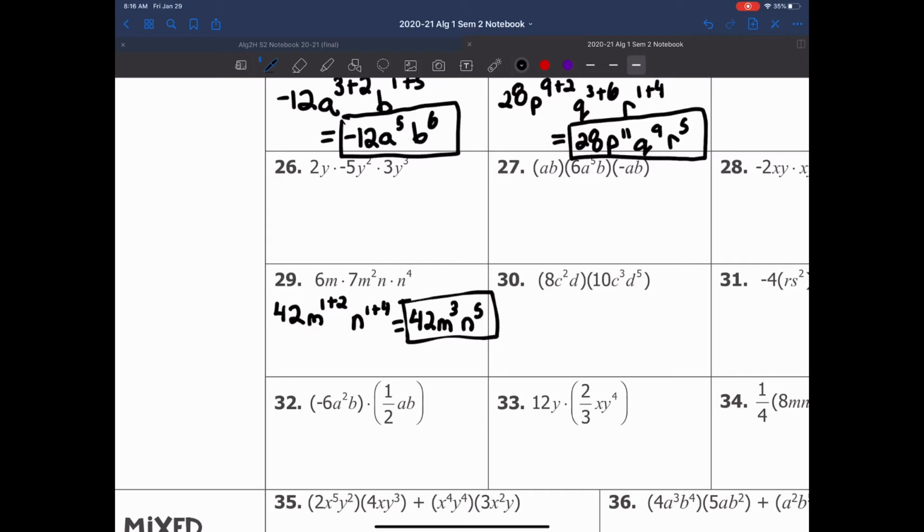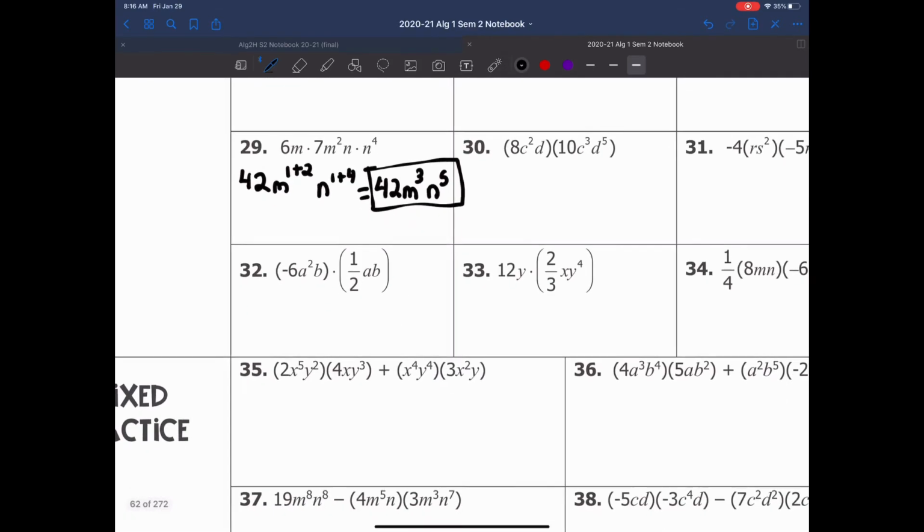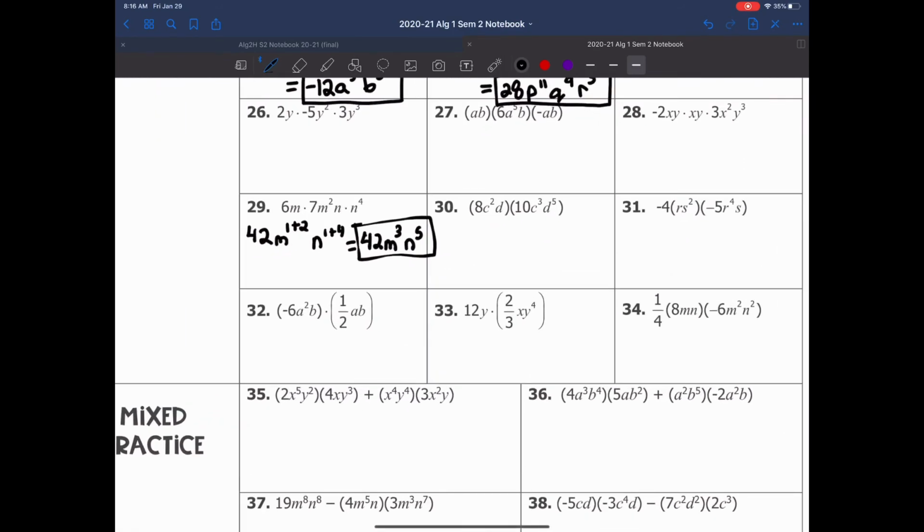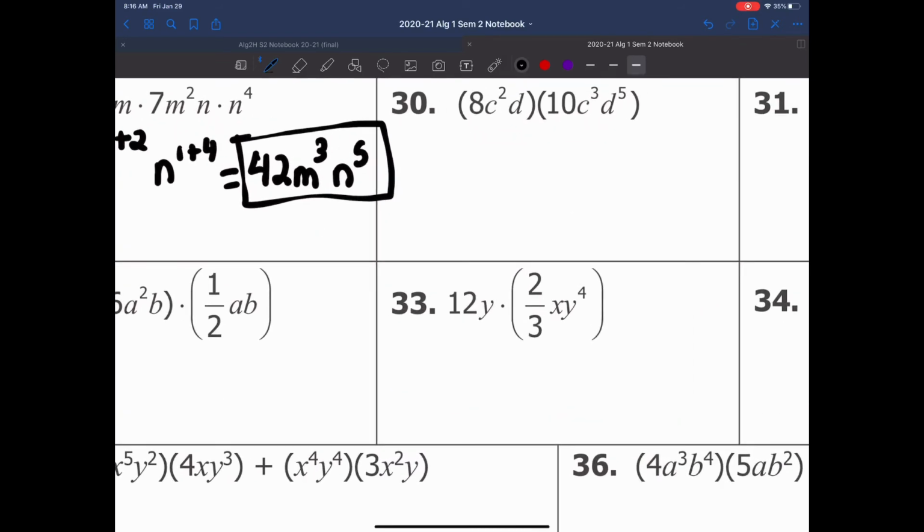Okay. Let's go ahead and do one more example from this section, and then I want to touch on a couple down here in the mixed practice. Let's do one with a fraction. So number 33, we have 12y times 2/3 xy to the 4th. Okay, first things first, let's multiply our coefficients. So 12 times 2/3. Well, we know that 12 is divisible by 3, so I can pull a 3 out of both of these. The bottom is going to turn into 1. 12 divided by 3 is 4. So I really have 4 times 2, which is 8. So my coefficients are going to be 8 here.